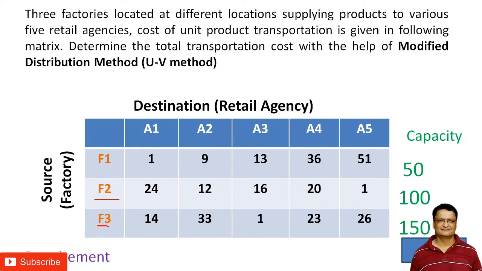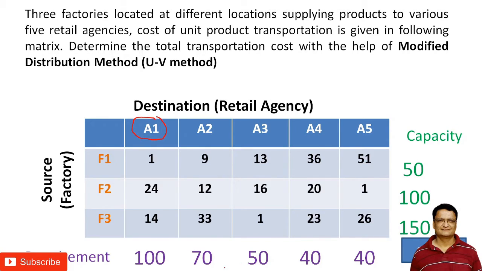And F3, that is factory 3 or source number 3, can supply up to a maximum of 150 products to any of these retail agencies. Now we have to come up with the distribution of these products so that the cost will be minimum. What more information is given? What is the demand of A1? A1 wants only 100 products, A2 wants 70 products, A3 wants 50 products, A4 wants 40 products, and A5 wants 40 products.